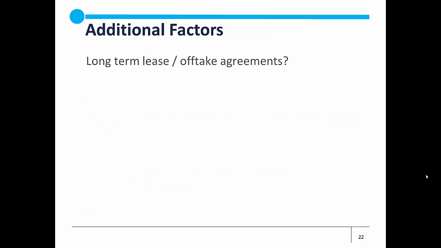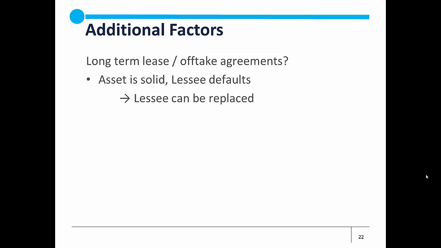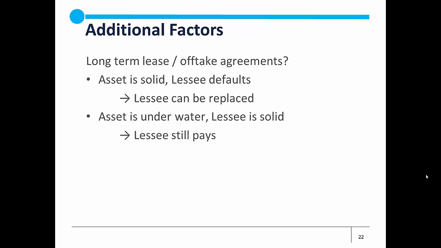Some more factors we can think of, well, for example, if the project had any long-term lease or other types of offtake agreements. Why does that matter? Well, let's say the asset is solid and the lessee defaults on us. That's okay, because we still have a solid asset, so we can replace the defaulted lessee with another lessee. On the other hand, if the asset is underwater and the lessee is solid, again, we're in a pretty good position because the lessee is still paying the rent on the asset, so the fact that the asset is underwater we can live with because we're still making the income from it.